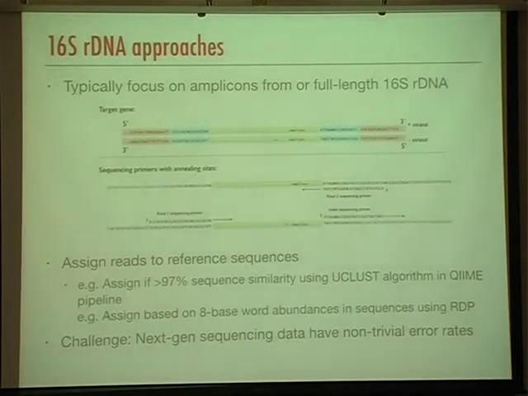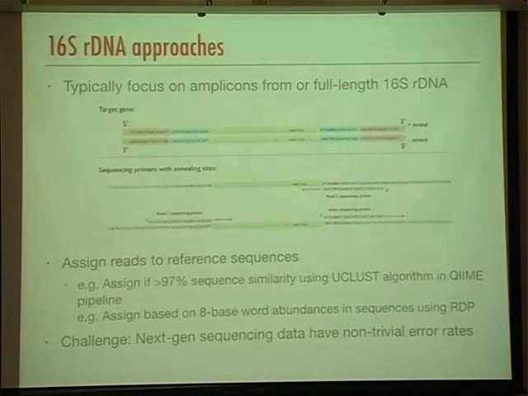Okay, so some of you might be seeing this sounds a lot like what I was talking about a few minutes ago. There are other approaches that are based on using 8-base word abundances in sequences, where those 8-base word abundances also ignore the base quality scores. They just look at the raw FASTA part of the sequence. So we have this challenge that next-gen sequencing data have non-trivial error rates, so this approach may suffer from problems. This 97% sequence similarity, if you're treating all bases as identical, you might trip over the threshold because of some low-quality bases.